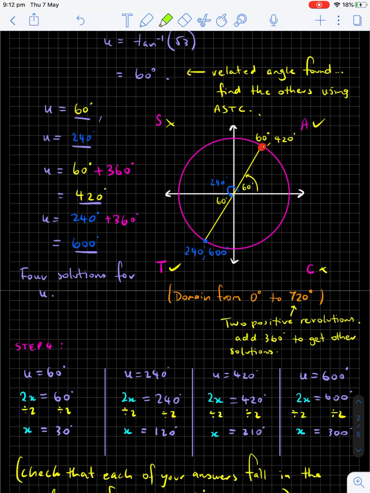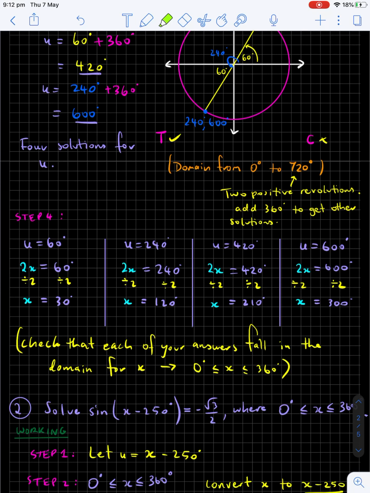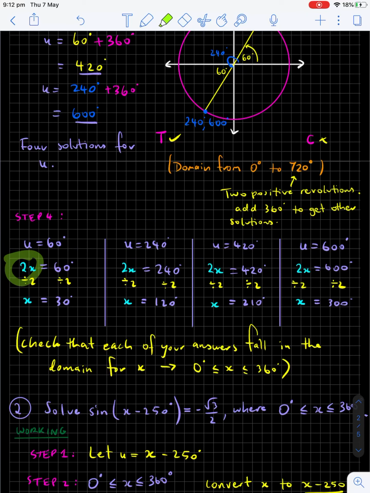So that's step number 3 done. Find all the values that work in the range for u, which is 0 to 720. Okay, moving on. Step 4. We work with our 4 equations that we found, and then we want to substitute our u back in for x's. So u changes to 2x each time, and then we get x by itself.